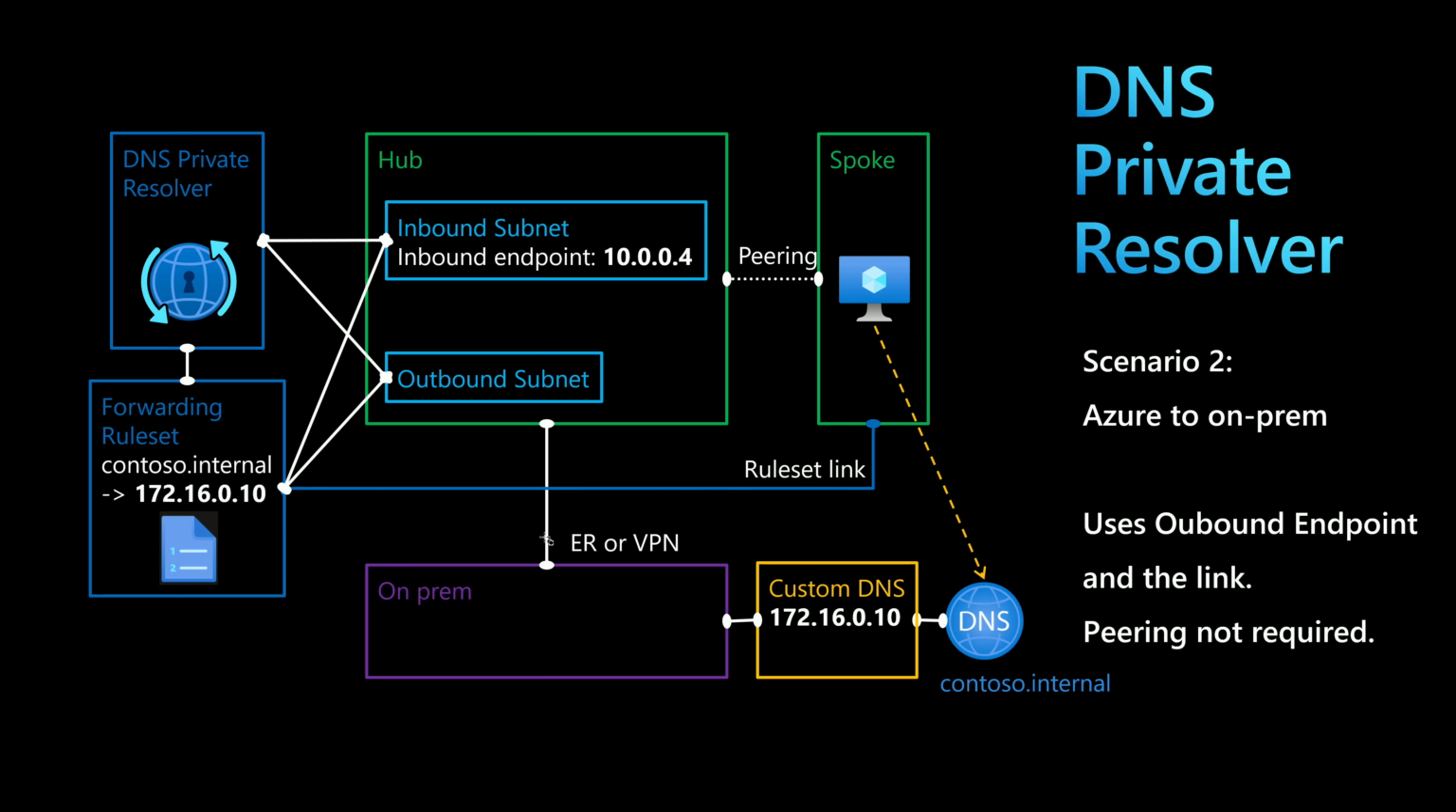And here, because we have the connectivity between the Azure Virtual Network and the on-prem through an ExpressRoute or a VPN gateway, that virtual machine will be able to go through that route and resolve the domain name from contoso.internal. So note that here the peering is not required. The peering here is used only to connect the spoke to the hub. However, for the DNS resolution, we rely rather on the rule set link, which will provide the connectivity to the DNS private resolver.